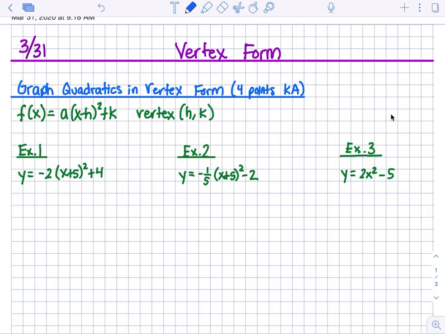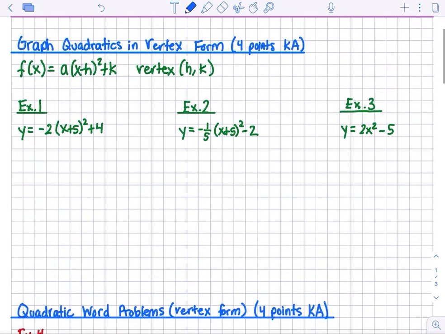So let's take a look at some of the examples from Khan Academy. Example 1, they're going to tell you to graph this. The first thing you should do is notice our vertex is going to be (-5, 4). Remember, it's the opposite of that one, and this one stays the same. So there's your first point, the first point you graph in Khan Academy. And now all you have to do is find your second point.